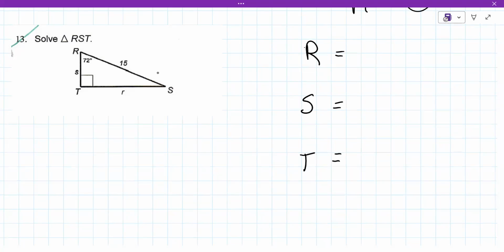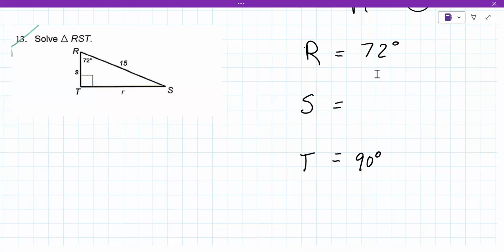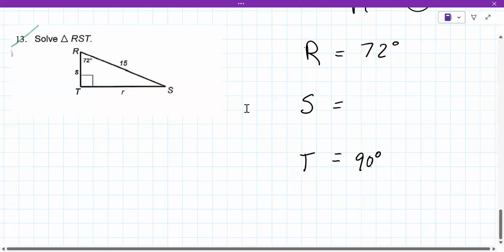And we actually know some of this. Like we know that R is 72 degrees. We know that T is 90 degrees. That's what the square there means. How can we find angle S if we know the other 2 angles of the triangle? What do the 3 angles in a triangle add up to? Oh, 180. So you can subtract these from 180.